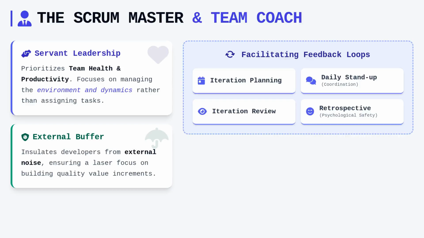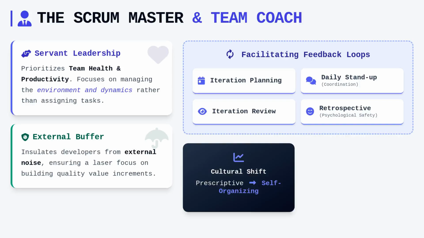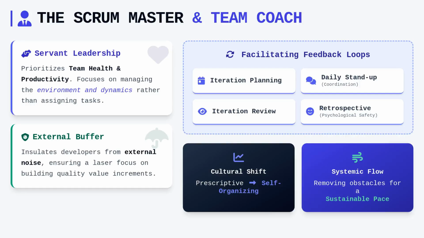As a coach, the Scrum Master helps the team transition from a prescriptive way of working to a self-organizing culture that is capable of continuous improvement. By removing systemic obstacles, the Scrum Master ensures that the team can maintain a sustainable pace while adhering to the principles of flow that drive the Agile Release Train.